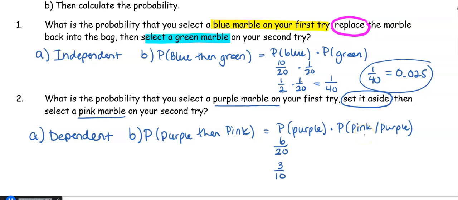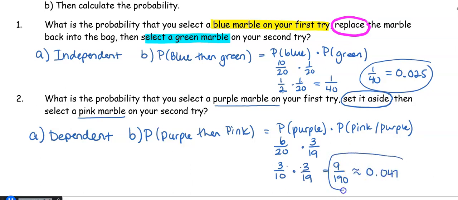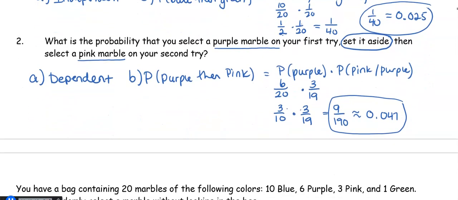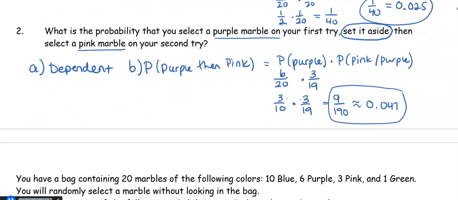Now the probability of pink, when I look at what we have, there are 3 pinks, so I'm multiplying that by 3, but it's not 3 out of 20 anymore. There are 3 pinks, but the bag of marbles only has 19 marbles in it. So my probability of choosing pink given purple has already been taken out is 3/19. So I'm doing 3/10 times 3/19. 3 times 3 is going to give me 9 in the numerator. 10 times 19 is 190. That doesn't reduce down, which is about 0.047 of a probability.